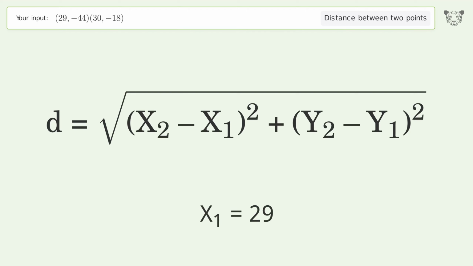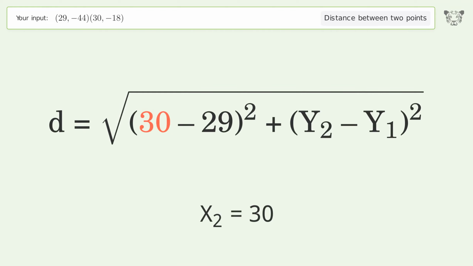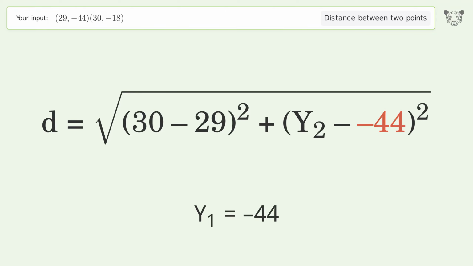x1 equals 29. x2 equals 30. y1 equals negative 44. y2 equals negative 18.